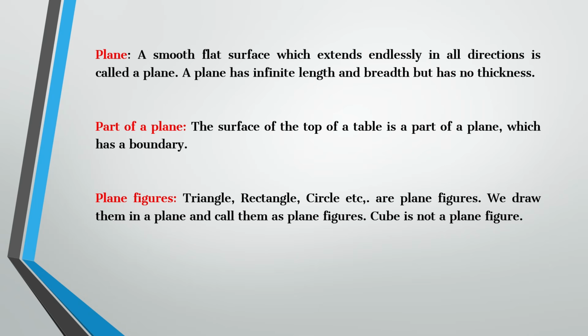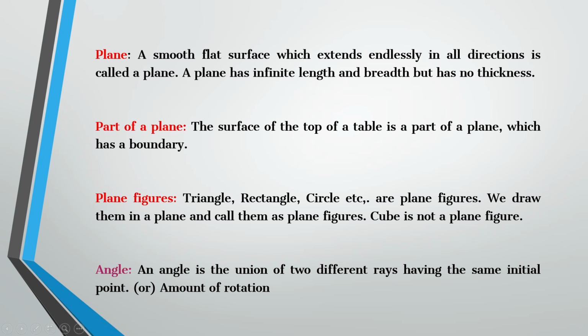And next, the most important concept in this entire geometry, that is the angle. Angle means what? An angle is the union of two different rays having the same initial point. Whenever two rays have the same initial point, those two rays form an angle. Okay, if you take these two rays, ray OA and ray OB, if these two rays have the same initial point, then these two rays form an angle.